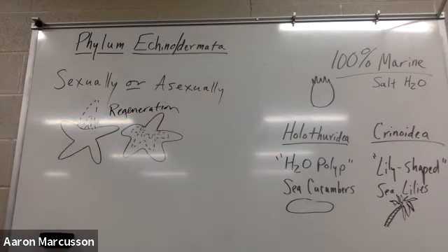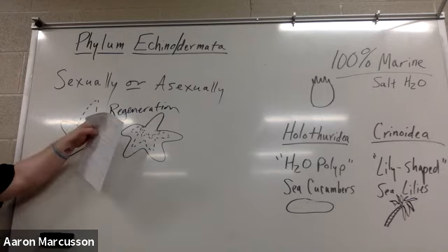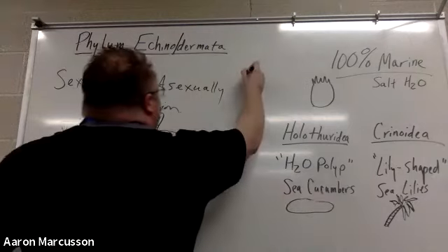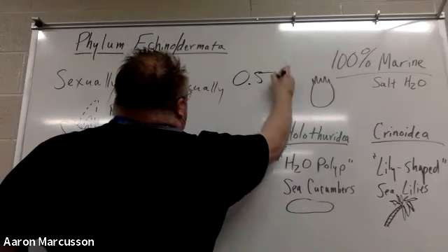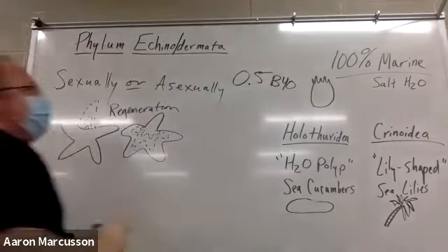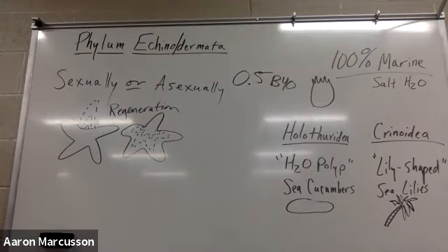Okay, they regenerate really well. They are not what we would consider a higher class animal, right? They are very, very simple animals. Again, they've been around about 500 million years, just like everything else that we've talked about thus far, okay? They've been around a long time, but they are much, much more advanced than sponges or cnidarians.